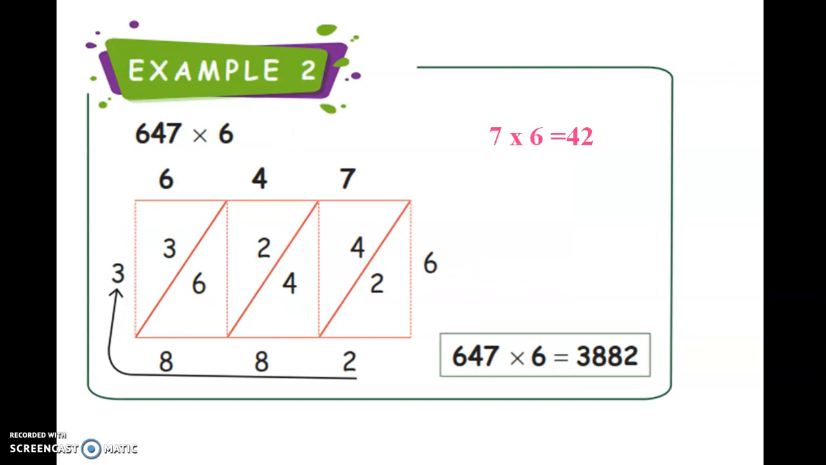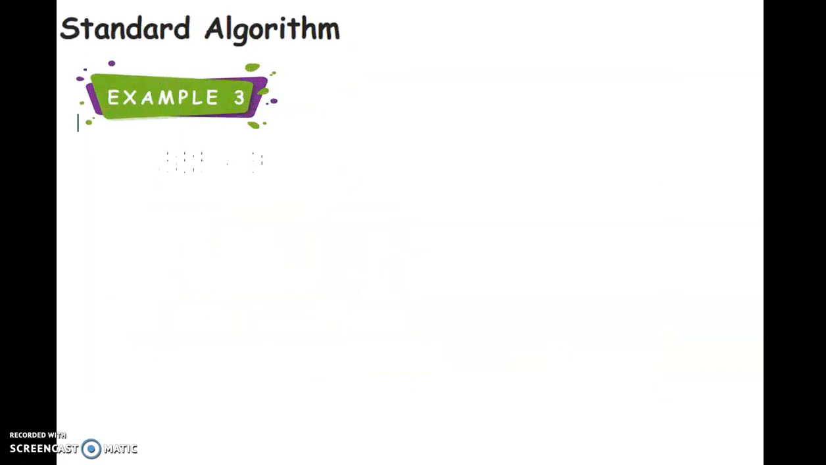Okay friends. 7 into 6 is equal to 42. 4 into 6 is equal to 24. And 6 into 6 is equal to 36. Okay friends, we have to add the total numbers. The answer is 3882.